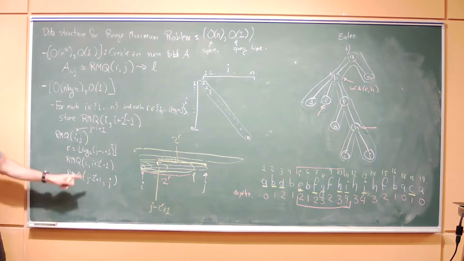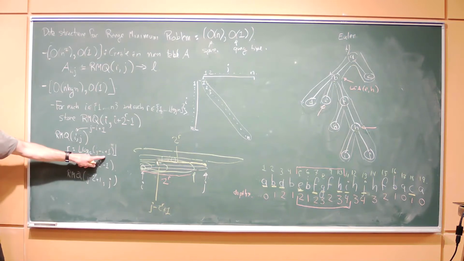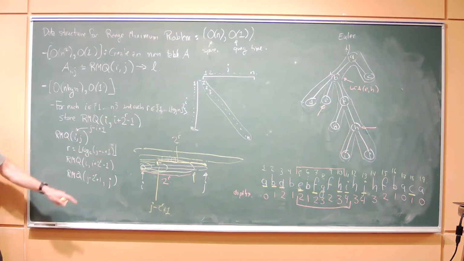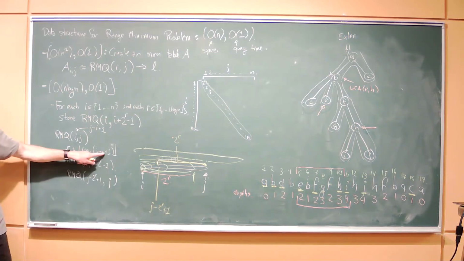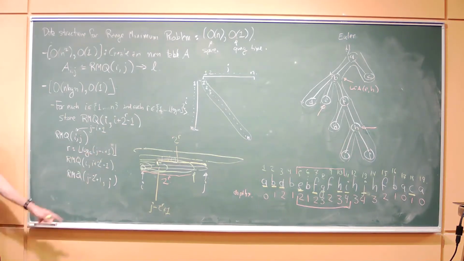And you have to believe that you can take the logarithm of j minus i plus 1 in constant time, but it's actually the floor of the logarithm. And if that bothers you, then j minus i plus 1 is always an integer between 1 and n. You could also just keep an extra array that stores that value if you don't believe you can take logarithms in constant time. You can pre-compute them all because there's only n of them you'll need to worry about.